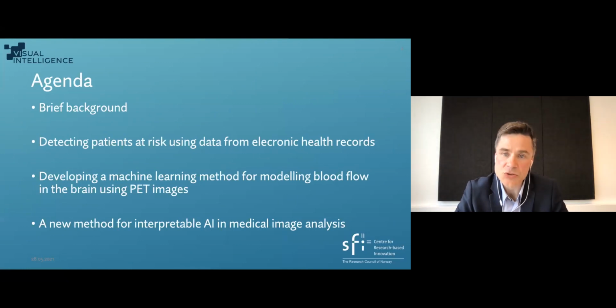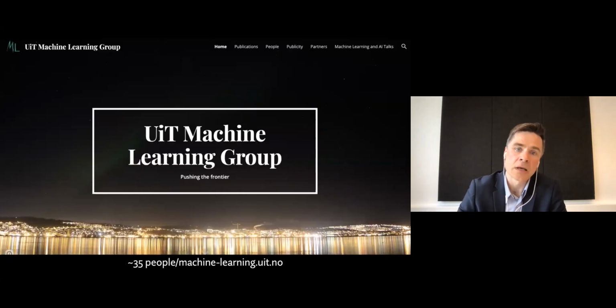Then I will jump into medical images and talk about innovative research that we have been conducting very recently on PET images to model the blood flow in the brain, basically. And then lastly, talk a little bit about some new research that we have been doing lately on interpretable AI, so deep learning. I will come back to all of these things, of course, as we move on.